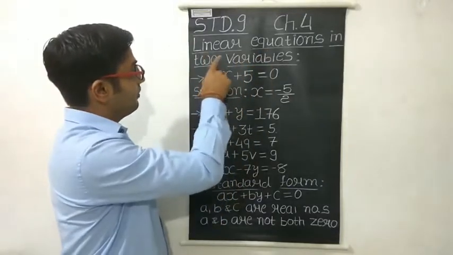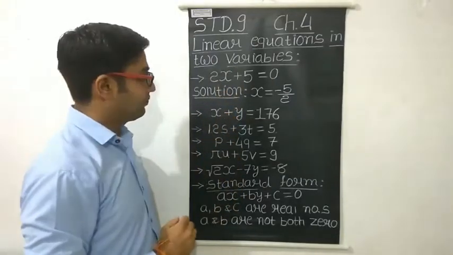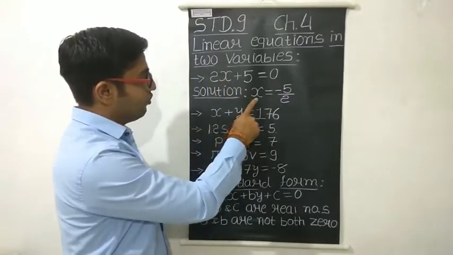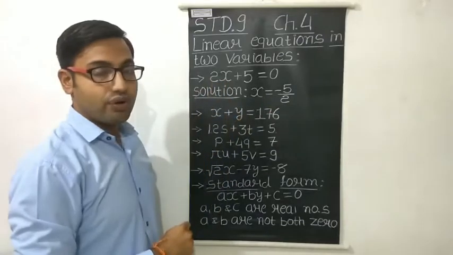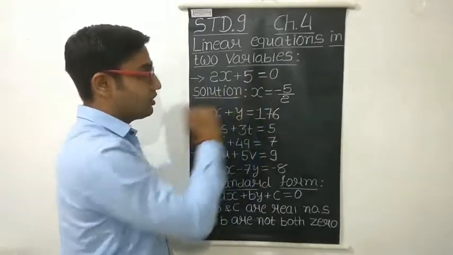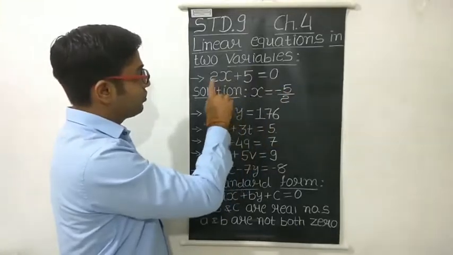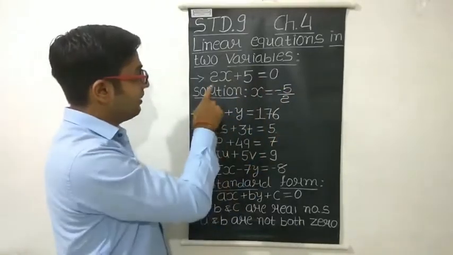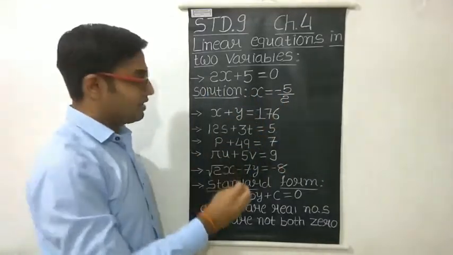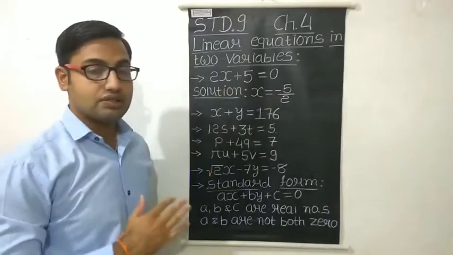Now in this chapter we have to study two variables. Here there is only one variable. So whenever we find the solution of this, what do we get? The value of x is equal to minus 5 by 2. Why? When we take this 5 to the right hand side, it will be added with the 0. So 0 minus 5, because plus 5 becomes minus. So 2x is equal to minus 5. When we take this 2 to the right hand side, it goes in the denominator with the 5. That is why the solution we get here, the value of x, is equal to minus 5 by 2.